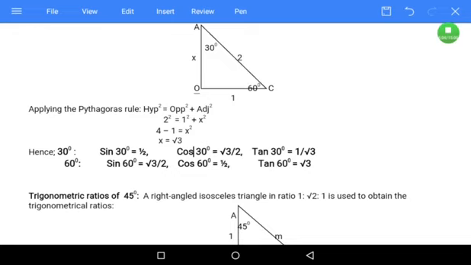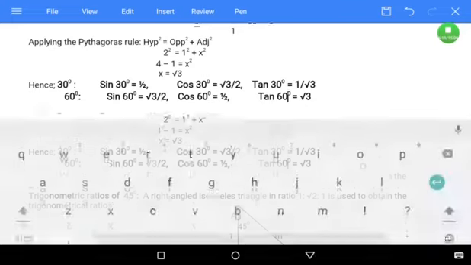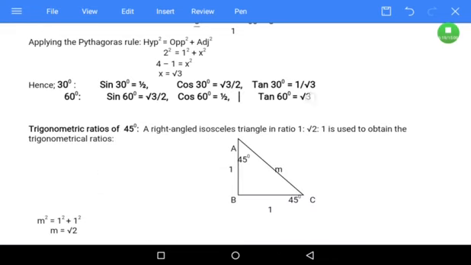Alright, so let's talk about tan 60. What do we have? Tan 60 is opposite over adjacent. So root 3 over 1, which is root 3. Very simple. Root 3 over 1 gives you root 3.